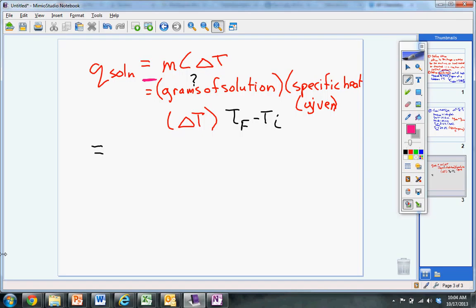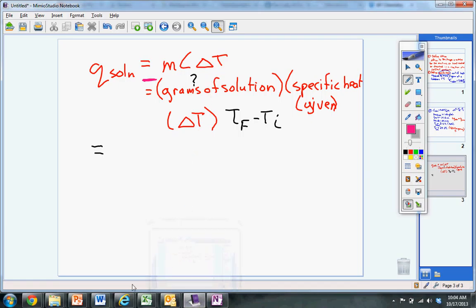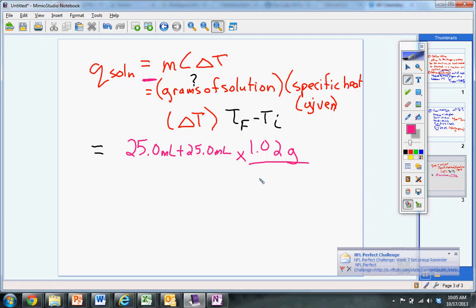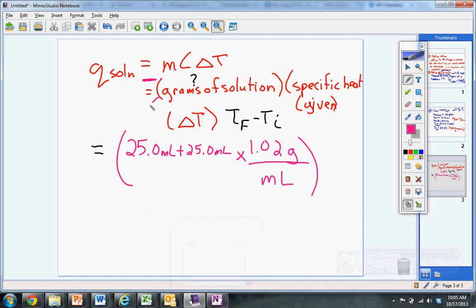Now we have this question mark sitting here: grams of solution. Since you have the density, you can do density equals mass over volume. So we have to yank out the grams of solution using the density. We had how many milliliters? 50. Remember that this was 25 milliliters plus 25 milliliters. We're going to take that times 1.02 grams per milliliter.